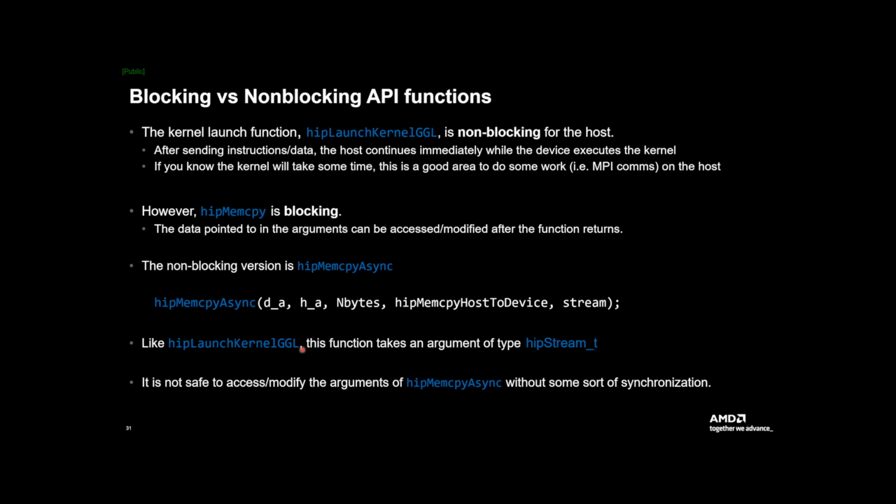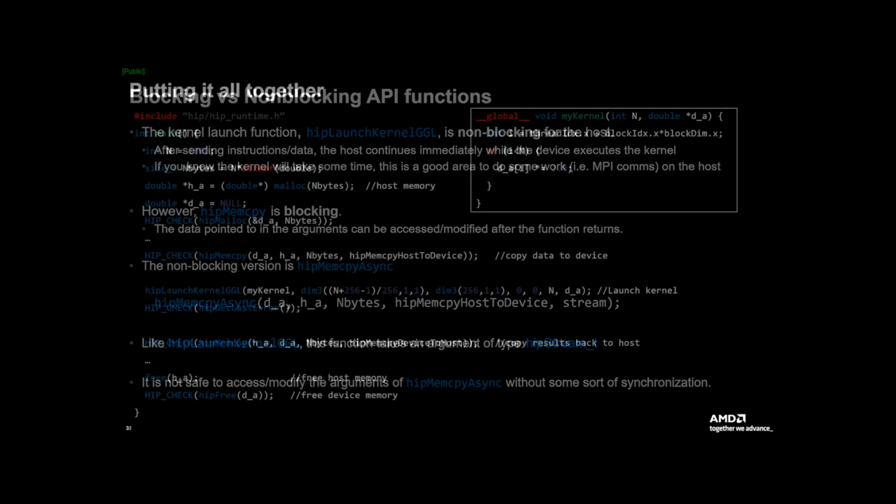So if you see the heap launch kernel, this function takes an argument heap stream underscore p, and we'll talk about streams later. It is not safe to access modified arguments of heap memory copy async without some sort of synchronization. If you execute this and try to access something that is used, you need to be sure that this has finished, and we'll discuss that. As you understand, it's quite easy to make a mistake without knowing it's a mistake, so be sure what's blocking and not blocking, and sometimes even check your data if you're not sure while you develop.